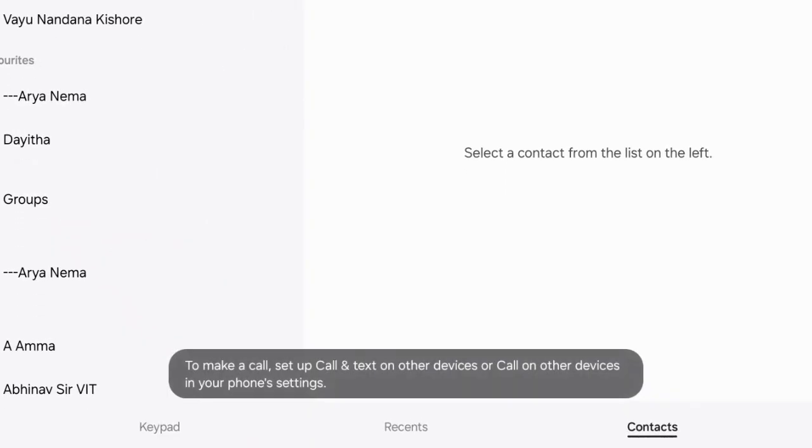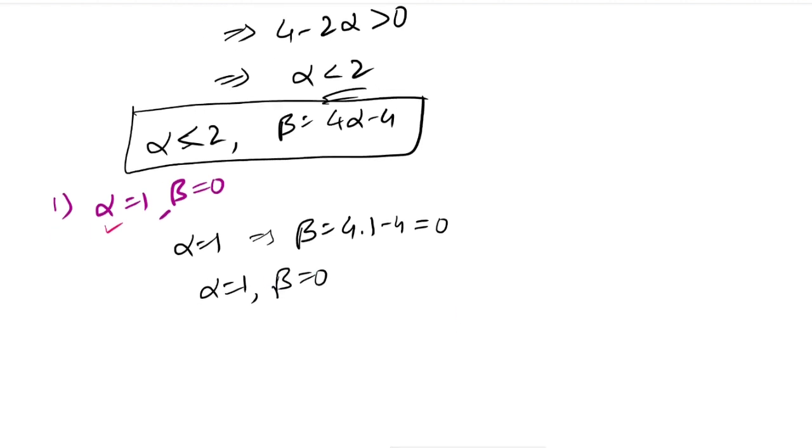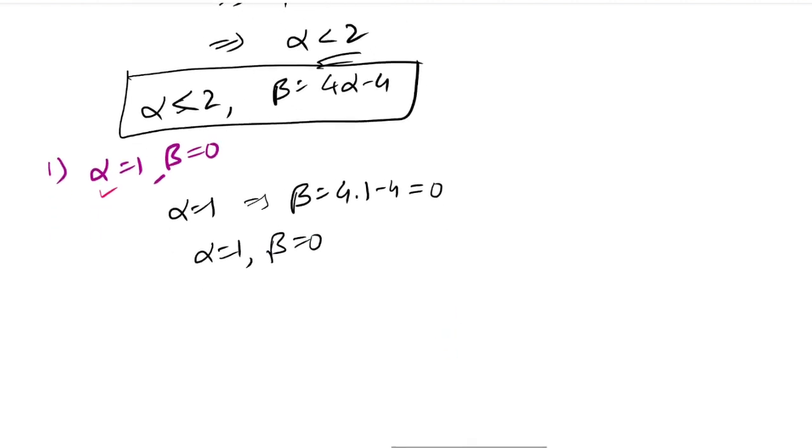So now we substitute alpha is equal to 1 in the second condition. That means beta is equal to 4 into 1 minus 4, ultimately 0. So therefore alpha is equal to 1 and beta is equal to 0. So this is the first option that works. I think we have to go for other options also.